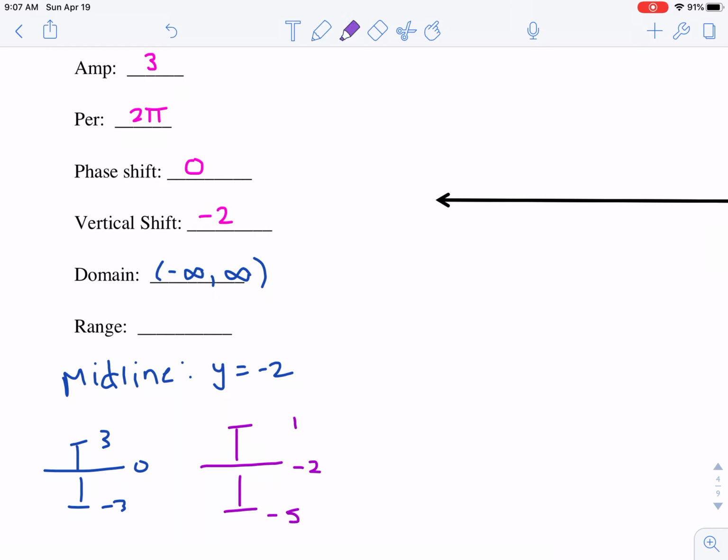Now, a lot of people don't always need to think about this as a shift. They can just jump straight to, here's my midline, how far am I going up from that, how far am I going down from that. But if it helps, you can always start by drawing out where you would be if you had the midline of 0 and then shift everything down. So I can see that my range goes from negative 5 to positive 1.